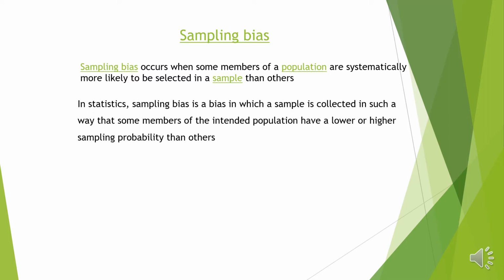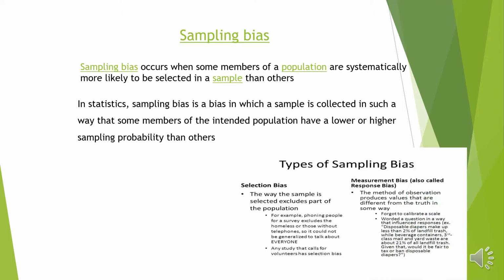In statistics, sample bias is a bias in which a sample is collected in such a way that some members of the intended population have a lower or higher sampling probability than others. If a group of the population you are studying has a higher or lower probability of being selected inside the sample, it's a sampling bias. As for the types of sampling bias, we have selection bias and we have response or result bias.